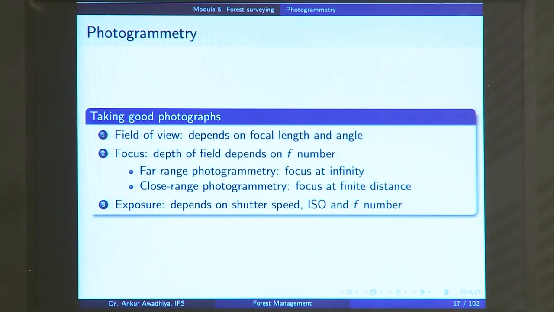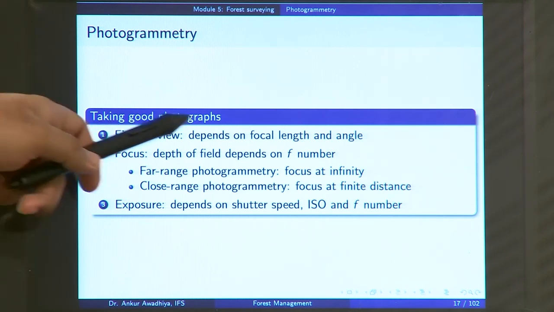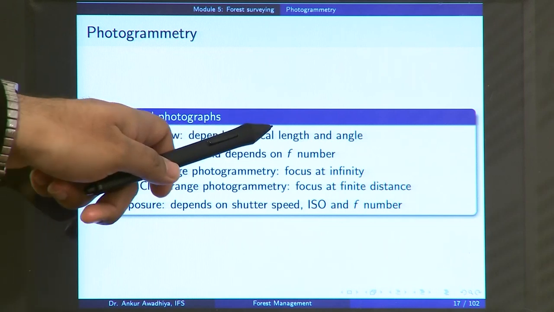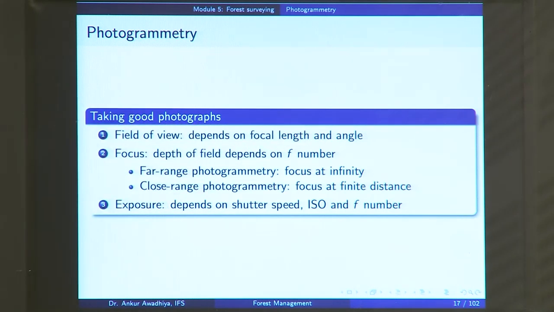Now, when we take good photographs, we need to keep in mind the field of view. The field of view will depend on the focal length and also on the angle. So, what you are seeing depends on how you are positioning the camera. Then your good picture will also depend on the focus, whether your images are in focus or out of focus. And when we talk about focus, in photogrammetry we typically make use of two kinds of focusing. You can make use of far range photogrammetry where you are focusing your camera at infinity. In this case objects that are very far from the camera will look crisp and clear, but objects that are close to the camera will probably look out of focus.